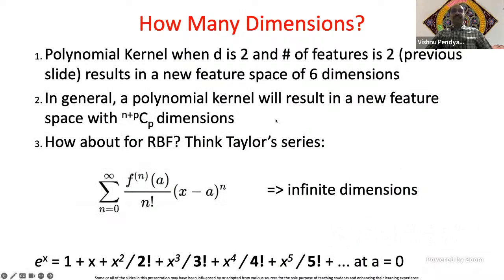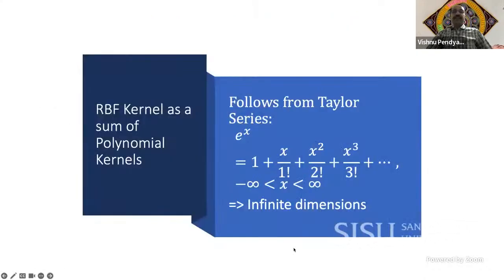But for radial basis functions, I said that it's infinite dimensions. That follows from the Taylor series. Remember, e power x is equal to this sequence at a equal to 0. So you can think of them as infinite dimensions, infinite polynomials, right? That follows from the Taylor series. So you can think of it as a sum of polynomial kernels. You're arriving at a kernel by adding multiple other kernels, and in this case, it is an infinite number of kernels.